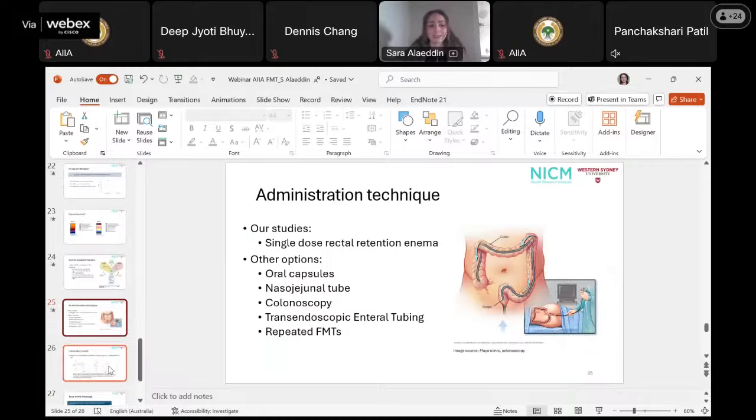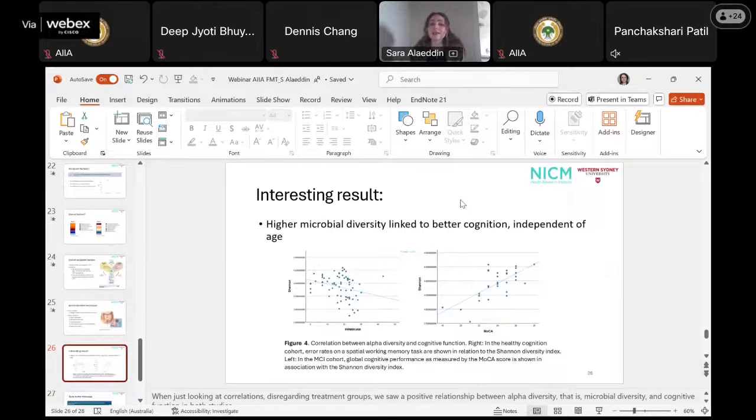I found one interesting result apart from FMT, namely that independent of treatment group, a higher microbial diversity was linked to better cognitive function in both studies, and that was independent of age. So no matter how old my participants were, my youngest was 60 and my oldest was 82, the higher the microbial diversity, the better their cognitive performance.